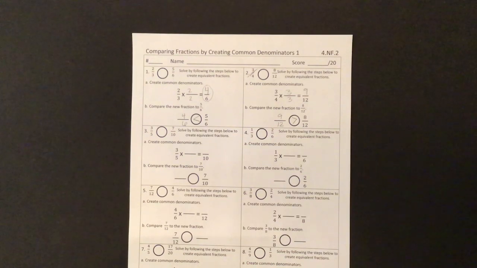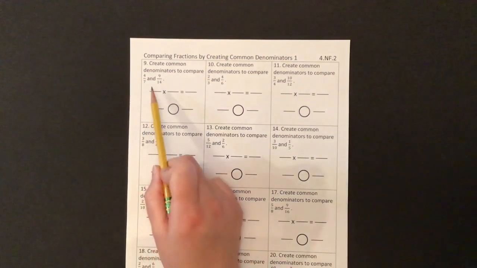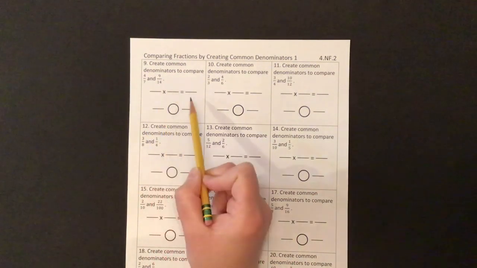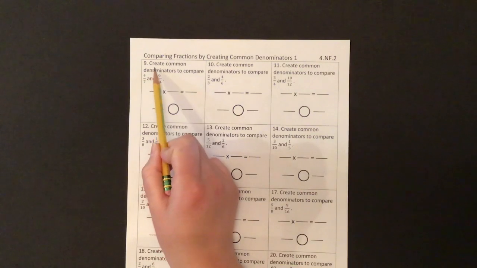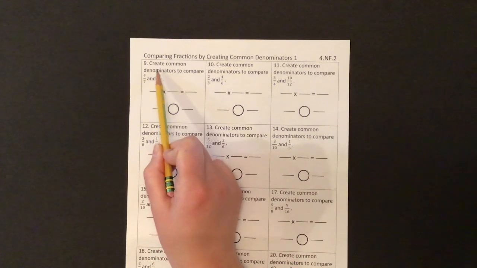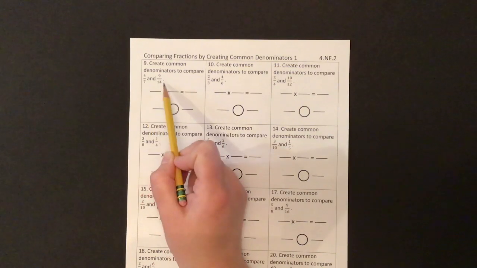All right, go ahead and finish this side of the page and then start watching the video again to see how to do number 9. On this side of the page, we're going to be still comparing 2 fractions. We're still using the same strategy, but there aren't the helpful hints that we had before. So the directions say create common denominators to compare 4/7 and 9/14.